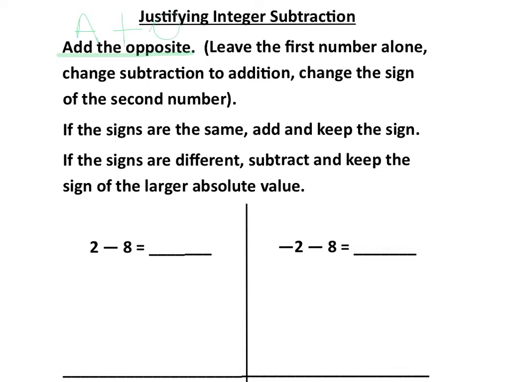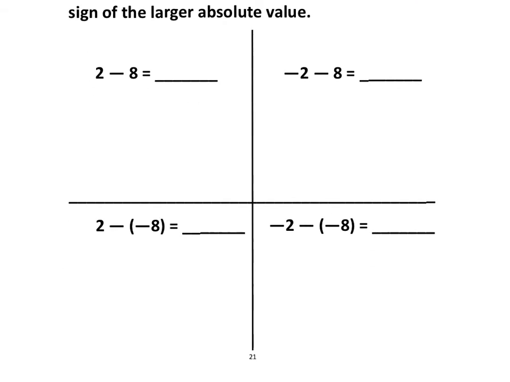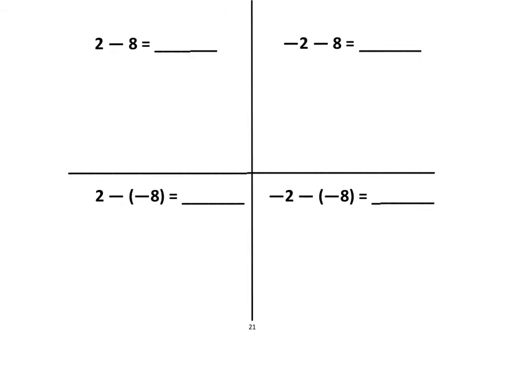means is leave that first number alone. Don't do anything to it. Change the subtraction to addition, and then change the sign of the second number. Make it the opposite of the second number. At that point, it's now an addition problem, and all you have to do is follow the rules of addition. So, let's take a look at our first example.